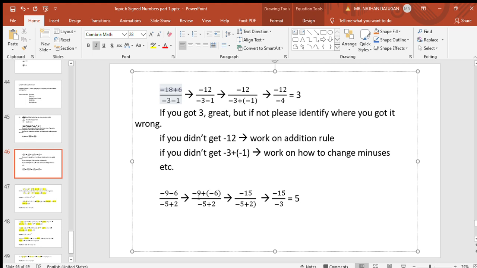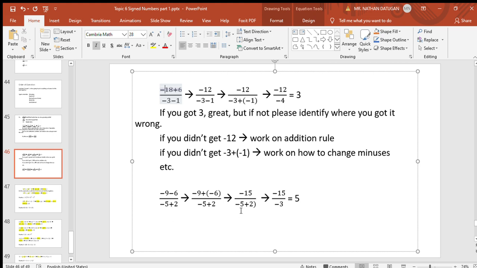Now we're going to use our addition rule. The addition rule says that if we're adding the same signs, what do we do? We add. So 9 plus 6 is 15. And then what's the sign going to be? Well, the sign will be the sign that they share in common, which is negative. So that means your answer is negative 15 on the top.